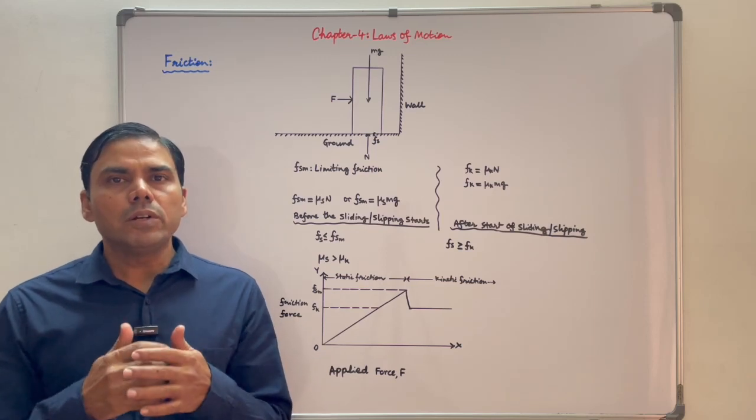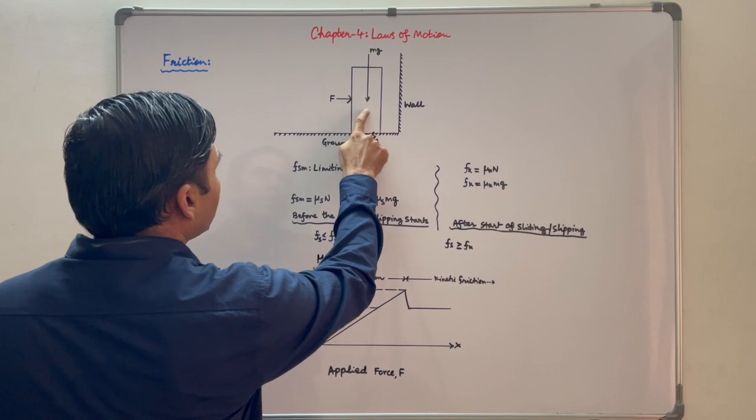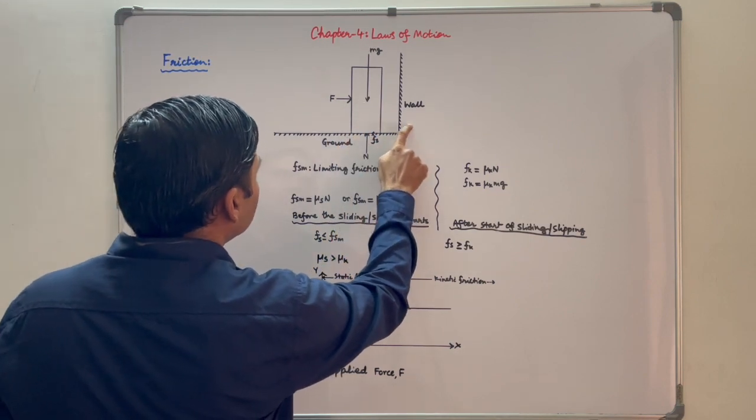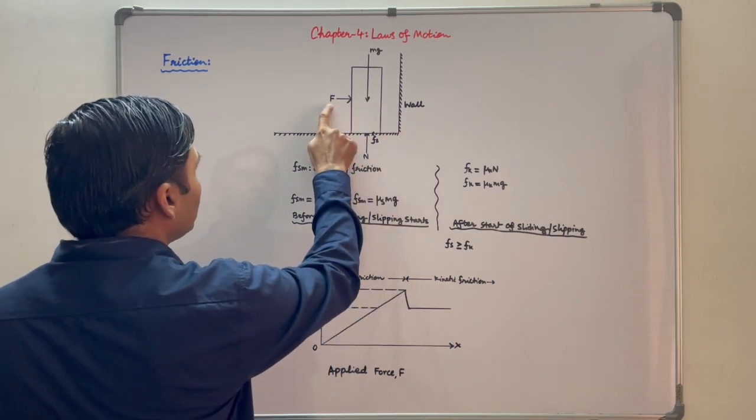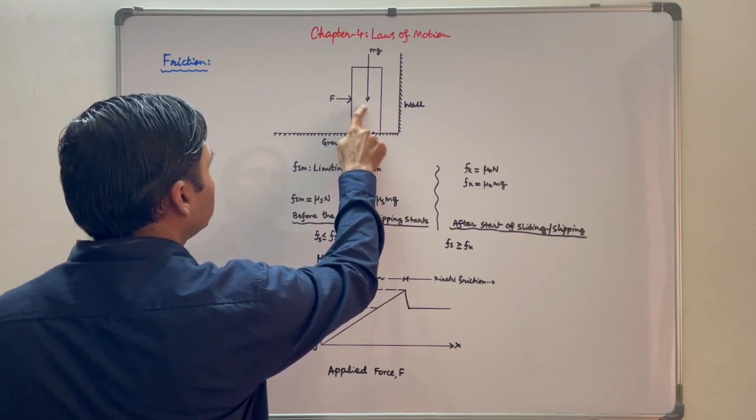Hello children, now let us understand friction. Suppose a man is pushing a heavy object towards the wall. He is applying a horizontal force F on the object, but he is not able to move the object.